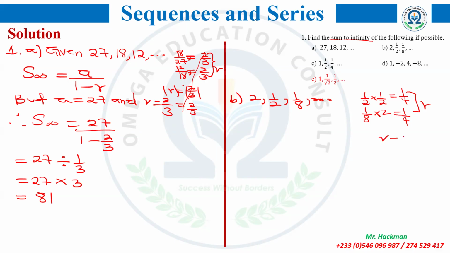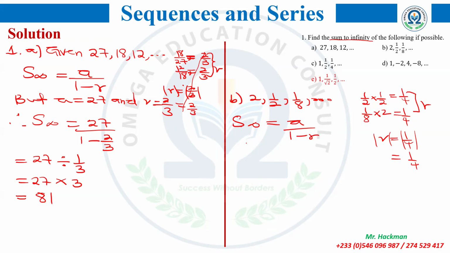My R is equal to 1 over 4, so the absolute value of R is 1 over 4. Am I right? Is 1 over 4 less than 1? Yes. So will the sum to infinity be possible or not? It will be possible. Very good. So now we write, therefore, the sum to infinity is equal to, I'll quote the formula first, A over 1 minus R.